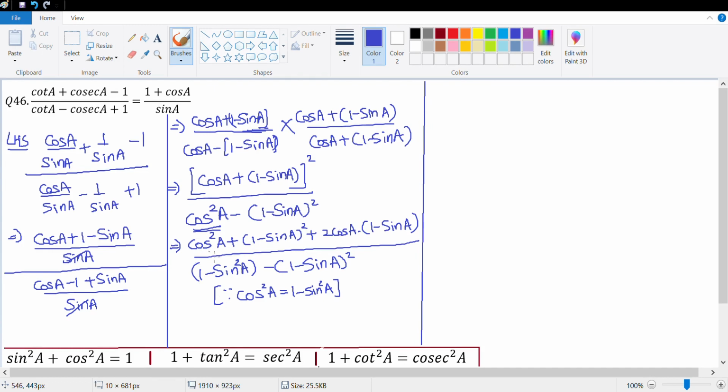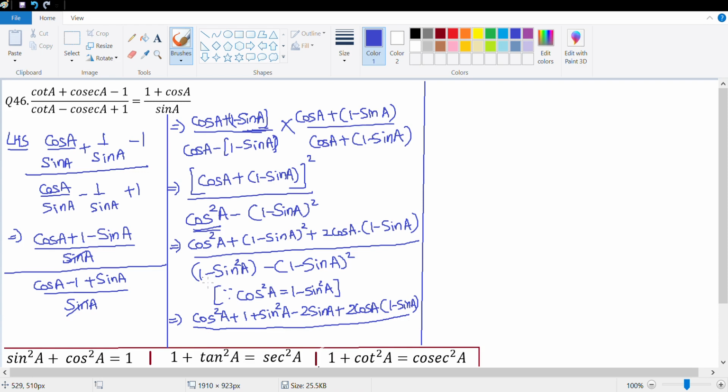Let me see if I can open the middle term. So this is 1 minus sine A whole square. So let me just open this as well. So this would become cos square A plus, this would be 1 plus sine square A minus 2 sine A, and this would be plus 2 cos A times 1 minus sine A. I am not opening this bracket because I realize now that I have 1 minus sine A in the denominator and I will get 1 minus sine A here as well.